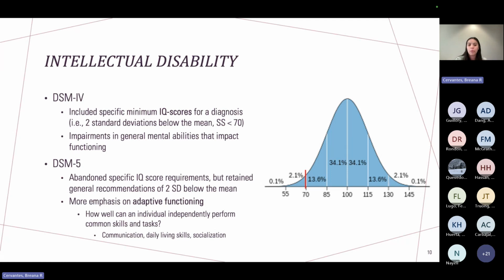And in addition to that data point, we're also going to look at adaptive functioning. And so that's what the DSM-5 brings in, is not that you completely drop the 2 standard deviation below the mean recommendation. We're still going to incorporate that, but it's really that I'm looking at adaptive functioning. How well can you as the person independently perform common skills and tasks?